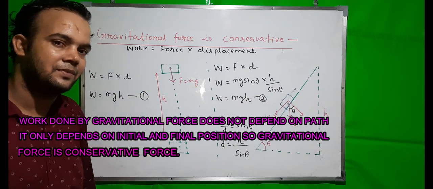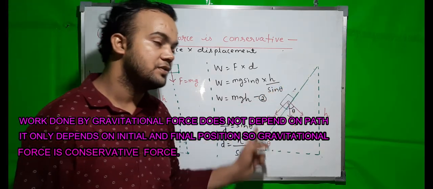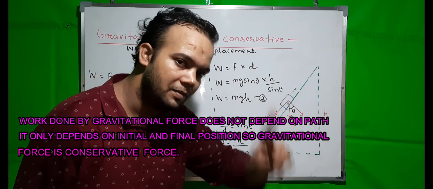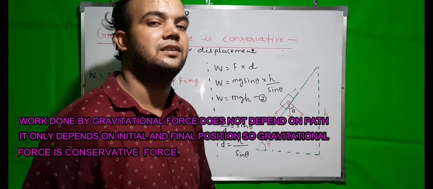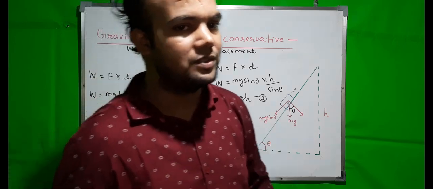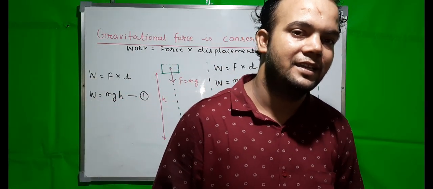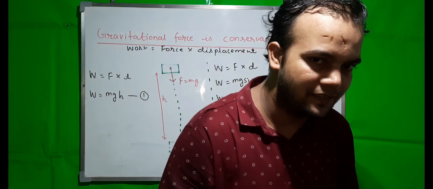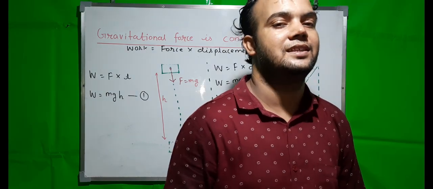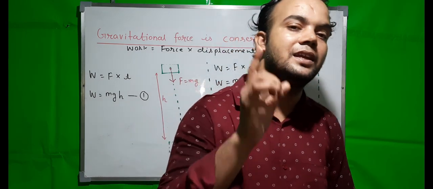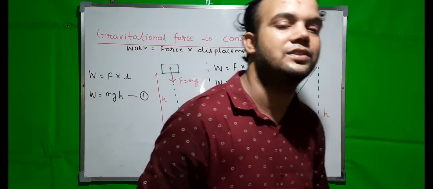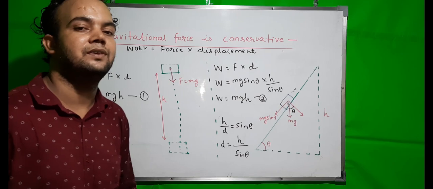Is it fine? And in this case you have reduced the force but you have chosen the longer path. That's why the answer is coming the same. The work done by gravitational force will still be the same. So what is the conclusion? Is gravitational force conservative or non-conservative? Conservative force. Similarly, electrostatic force will be conservative. Spring force will be conservative. These forces are in the category of conservative forces.